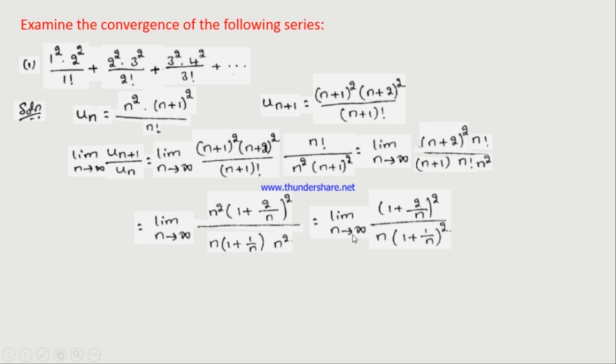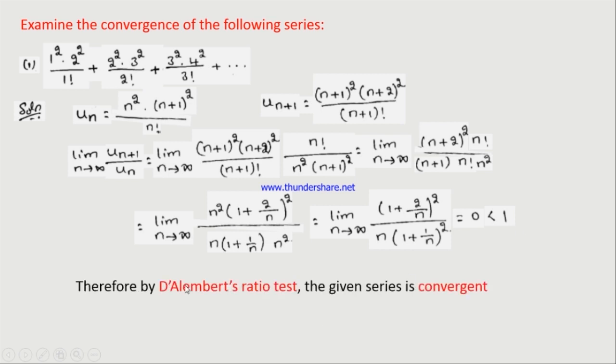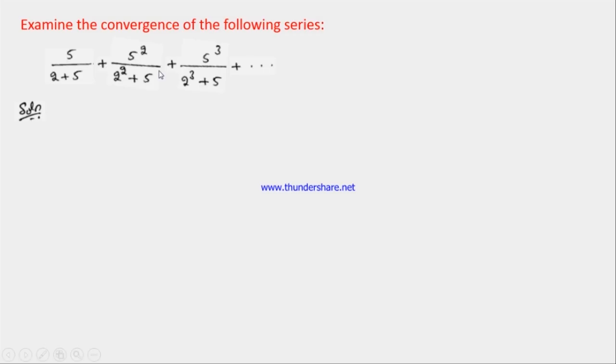Now as n tends to infinity, this is 1 plus 0 whole square divided by 1 plus 0 whole square, into this 1 by n is there, and 1 by n value as n tends to infinity is 0. So the value of this limit is 0 and that is less than 1. We claim by D'Alembert's ratio test the given series is a convergent series. Let me take up the next problem.